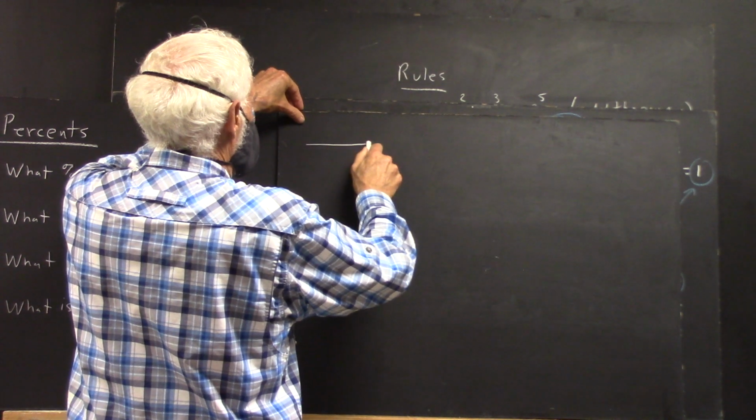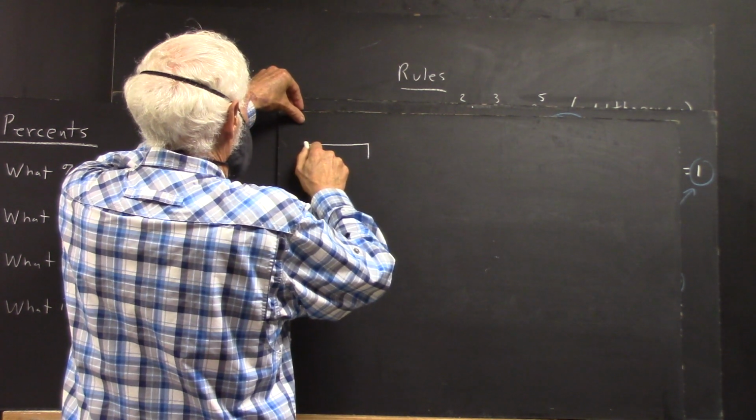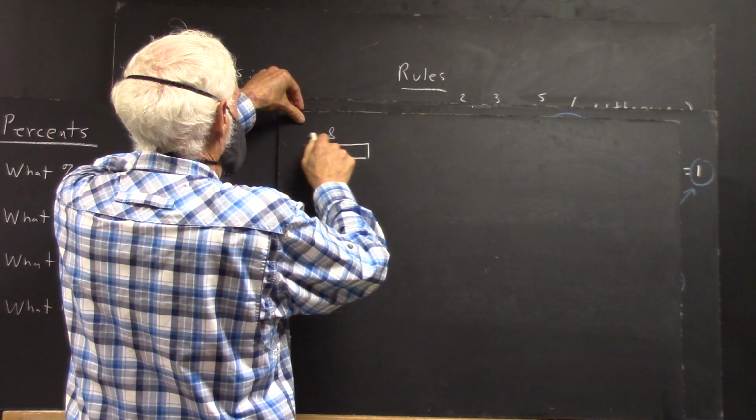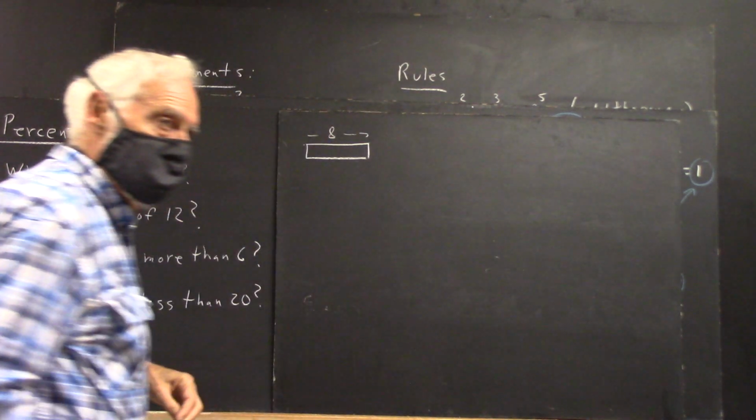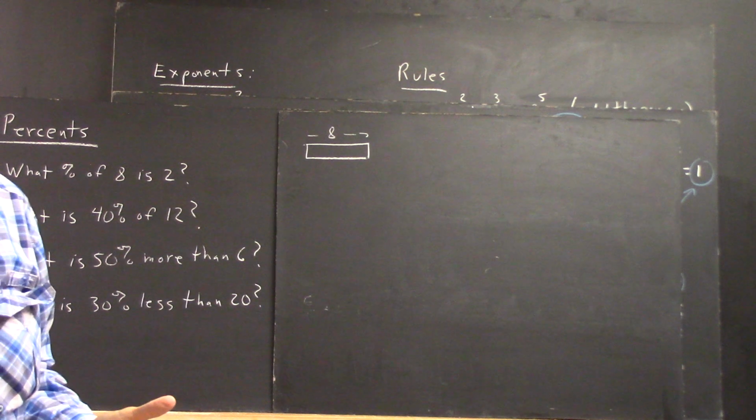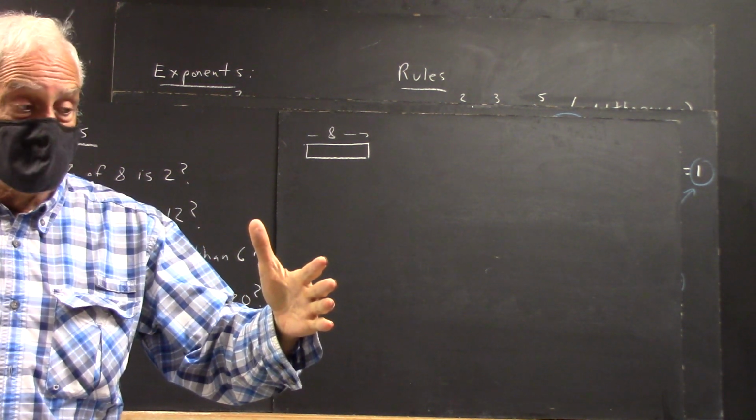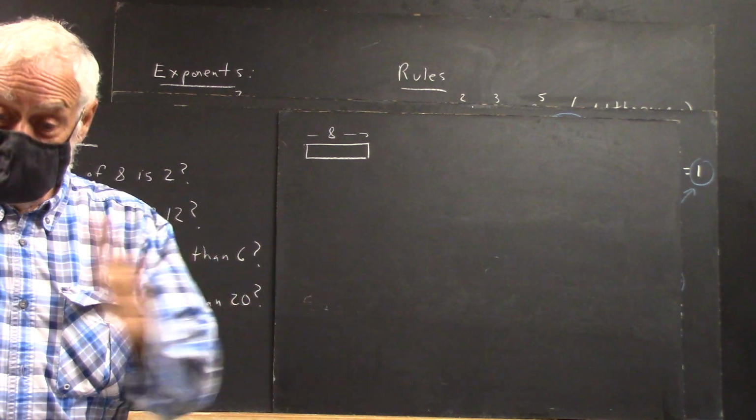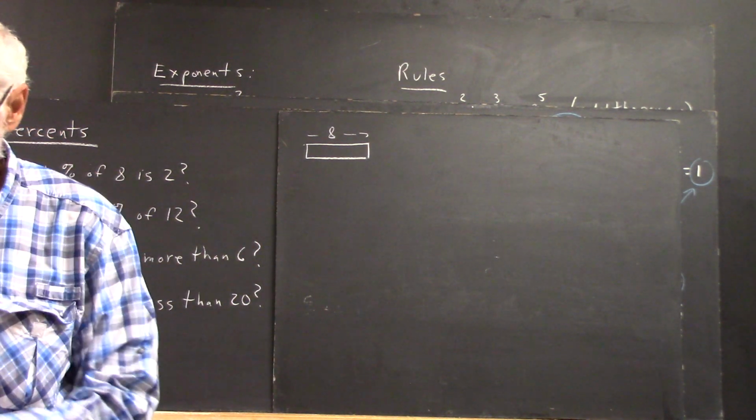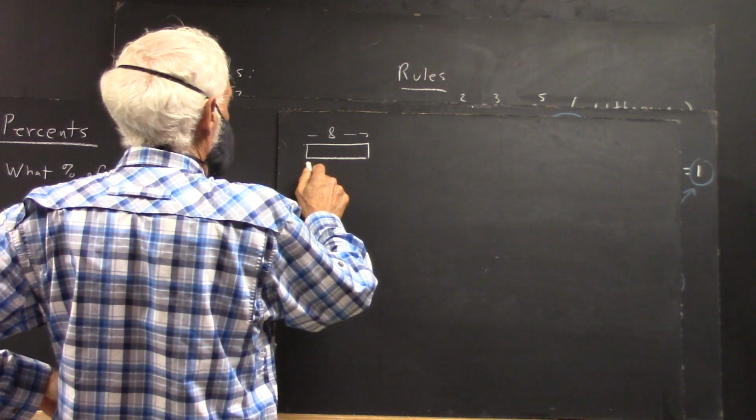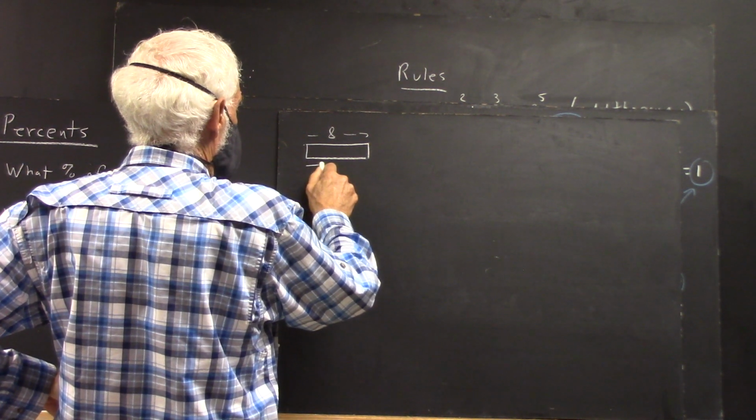Intuitively, let's say this is 8. How big is 2? Now, if 8 is this big, you're going to tell me that half of that would be 4 and half of that would be 2, right? So here's, let's say, 2.